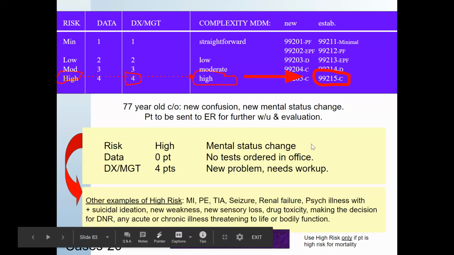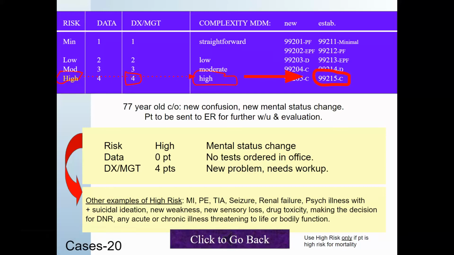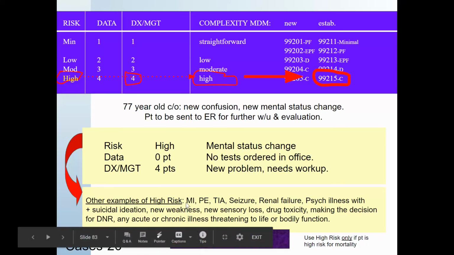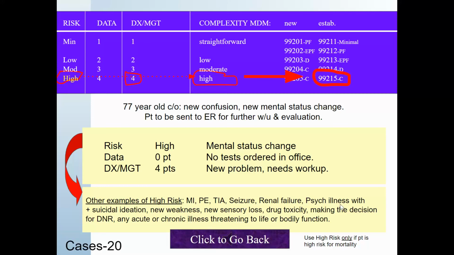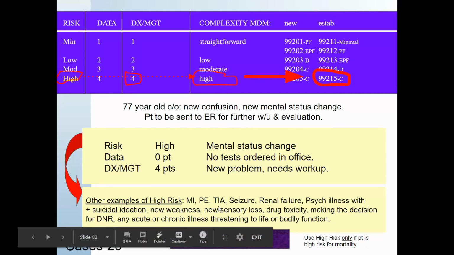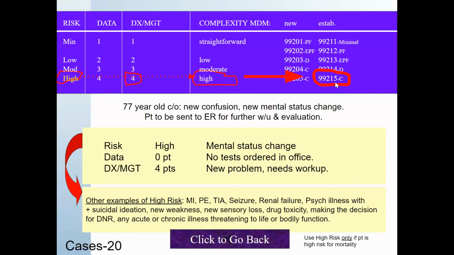Now, we've said before that MI, PE, TIA, seizure, renal failure doesn't automatically mean that this is high risk. It has to be sort of documented in your chart that this is a threatening condition. Because once they get to the emergency department, when the emergency department sees the patient and has to obey these rules of coding, everything might be stable. So this is an example of using the 215.